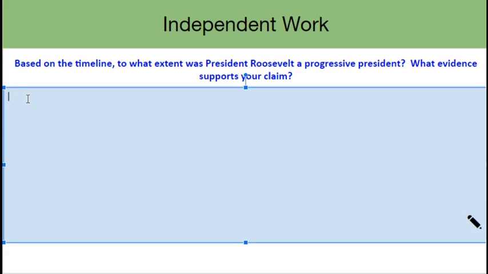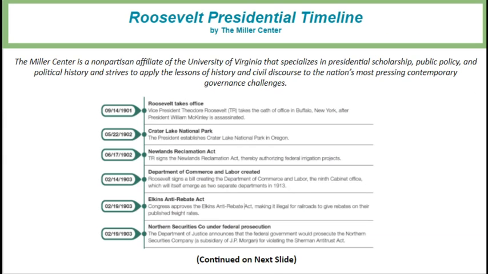See, click to add text, just like you're used to, based on the timeline. Was he a progressive president? What evidence supports your claim? Now, what timeline am I talking about? There's a timeline by the Miller Center. It is a nonpartisan affiliate of the University of Virginia, meaning it doesn't take sides, that specializes in presidential scholarship, public policy, and political history. They really try to apply the lessons of history and civil discourse, that makes conversation, to the nation's most pressing contemporary governance challenges. They're trying to look at examples from history to deal with current issues.